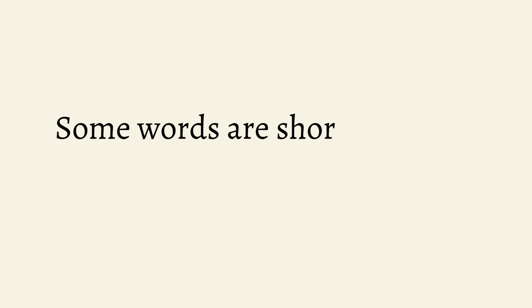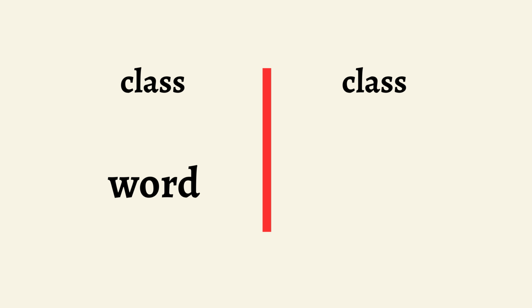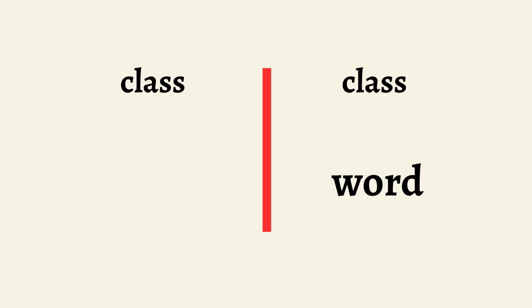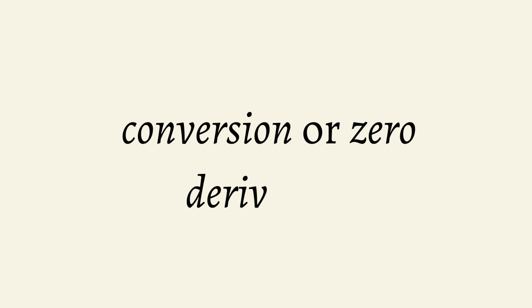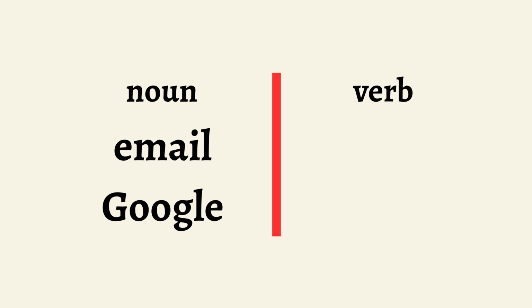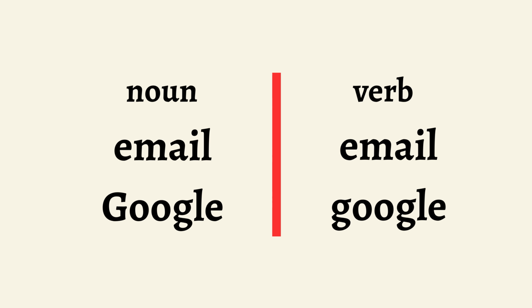English also borrows heavily from other languages, which is why it includes so many loan words, words like déjà vu, doppelganger, and etc. Some words are shortened over time through clipping, as in exam, lab, and flu. Others change class without actually changing their form through a process called conversion or zero derivation. For example, when email or Google became verbs as well as nouns.